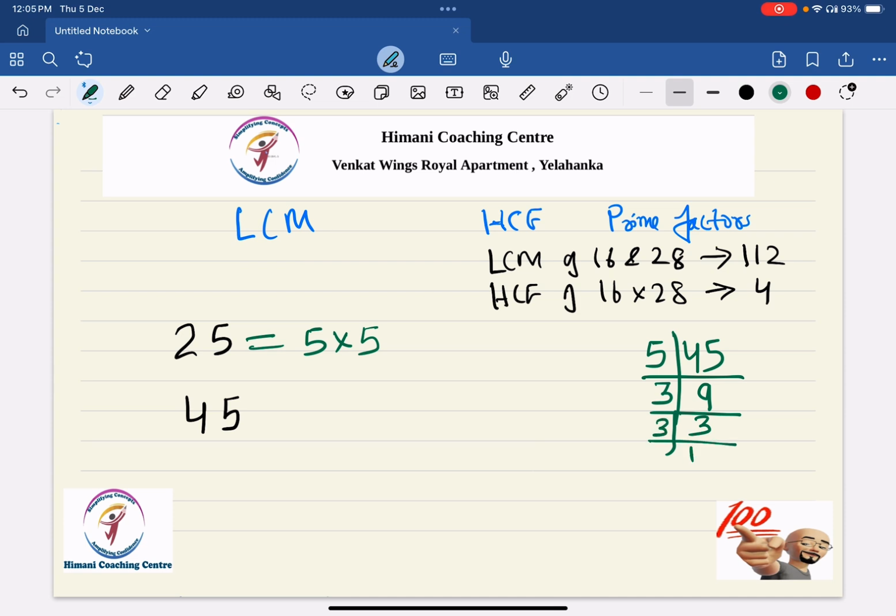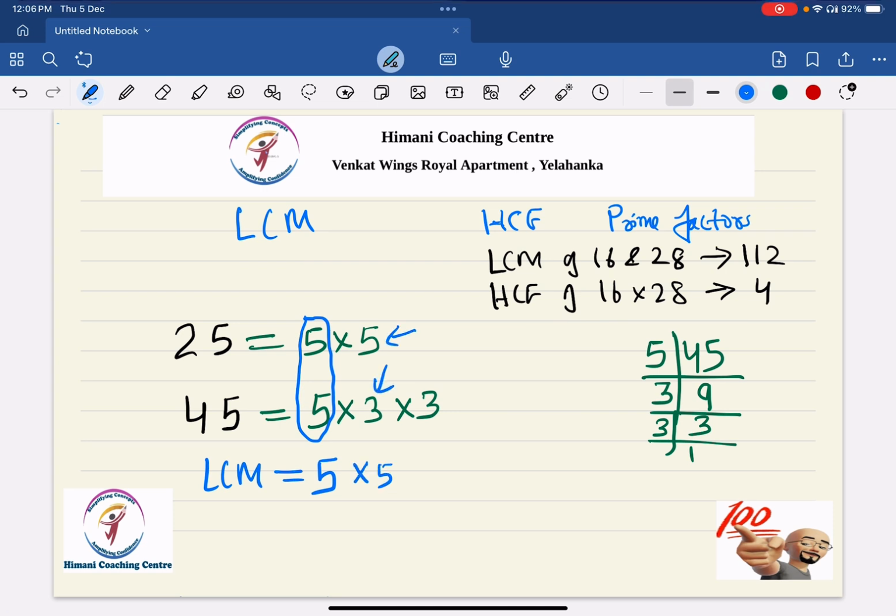Now 9 is divisible by 3. And so for 45, the factors are 5 times 3 times 3. Okay, kids. Now, what is the rule we discussed? For finding the LCM, first write those numbers which are common to both. So, can you see 5 and 5 is common? We will write it only once and then write the other factors which are not common. So, we will take this 5, then this 3, and then this 3.